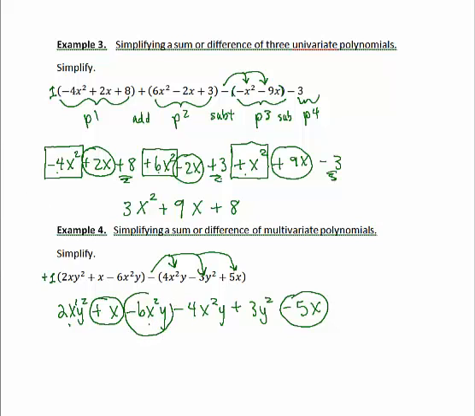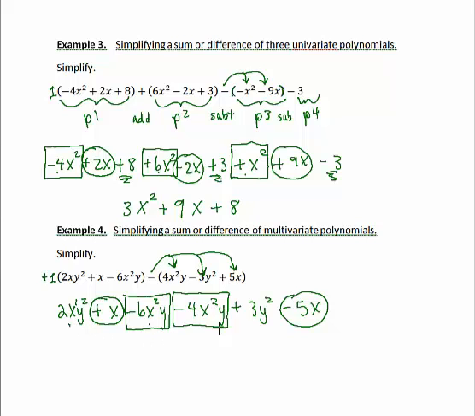I don't want to draw a circle around them. I've already used the circle. I'll draw a box around these two because they are like. This term is like the fourth one. They're already side by side.